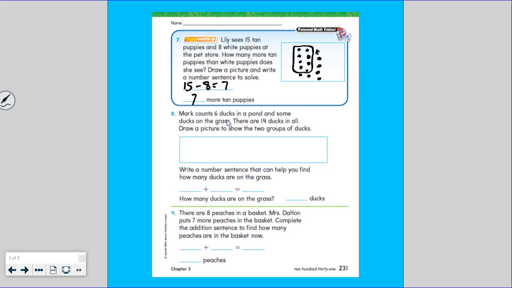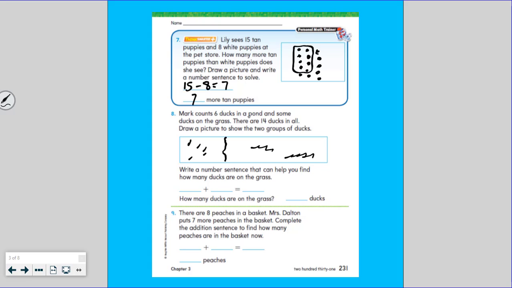All right, Mark counts 6 ducks in a pond and some ducks on the grass. And there are 14 ducks in all. Draw a picture to show the 2 groups of ducks. All right, so let's say we'll draw a line here. This is going to separate my pond, right? This will be my pond, right? So we'll draw some waves. That's my pond, and this is my grass over here, right? This is the grass. Okay.